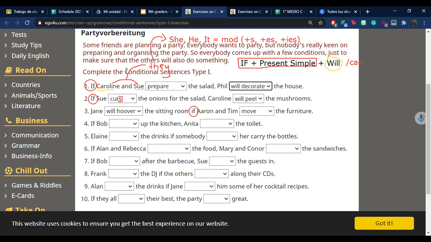Yeah. Let's see. Number four. Bob. Anita. The toilet. Bob. Tidy. Anita. Clean toilet. Yeah. Vamos con. Sorry. What?